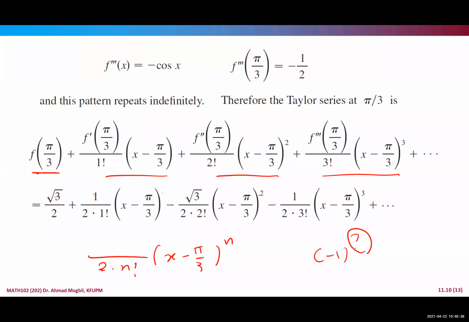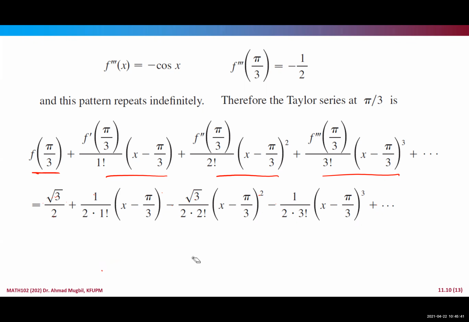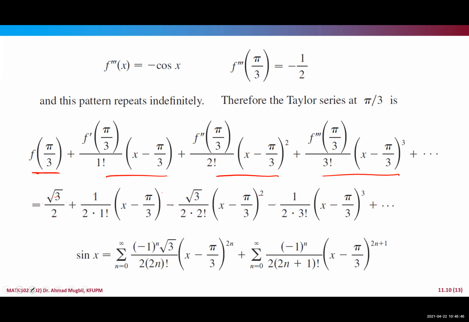So to avoid this confusion, we will write it as a sum of two power series. How? We will take the even powers together, and we have a pattern here. So it is 2n, even, and here you have square root of 3, over 2 times (2n) factorial, the even numbers. And here we have negative 1 to the power n. So if n is 0, you will have this. If n is 1, you will have this. Okay, and so on.